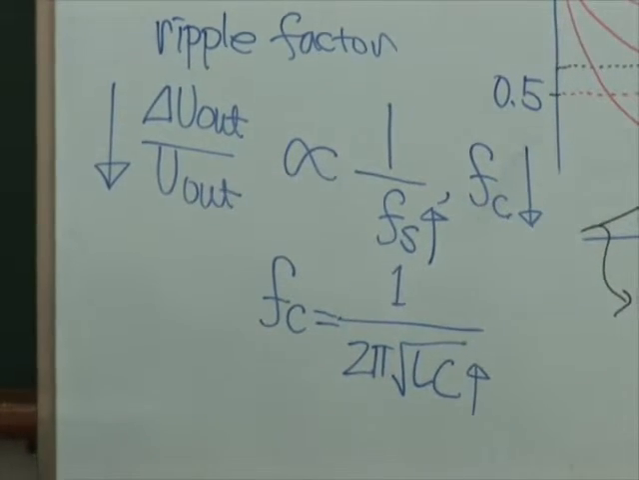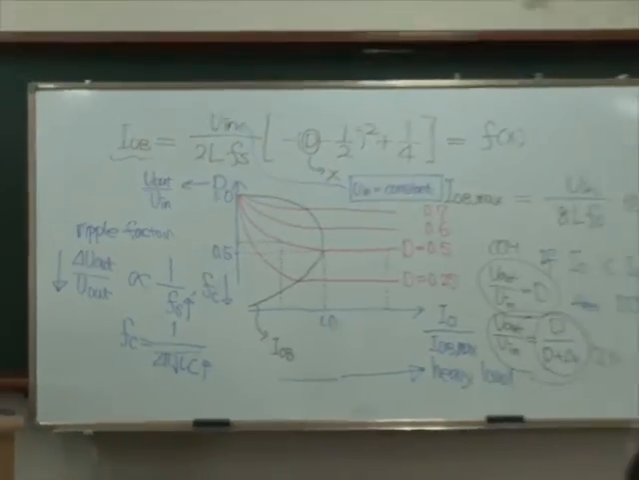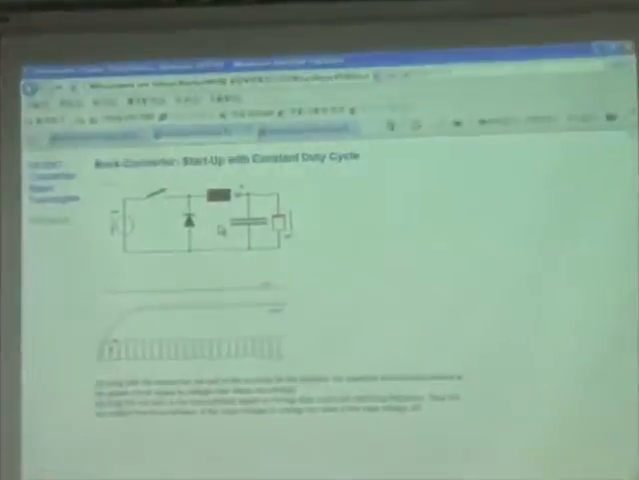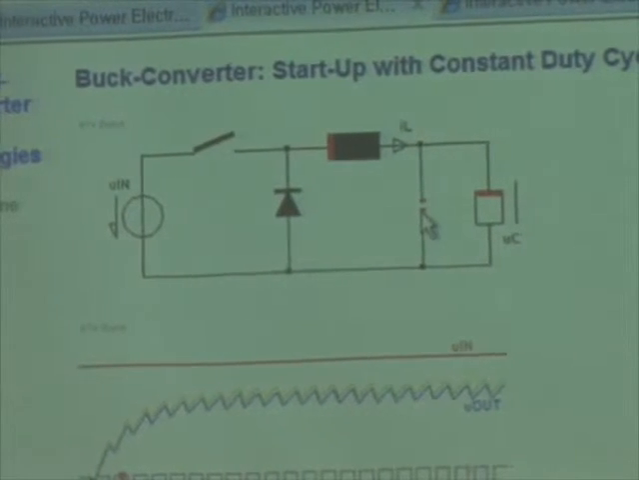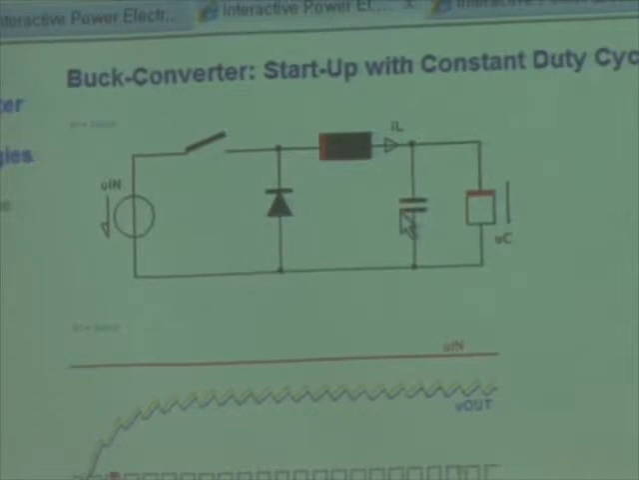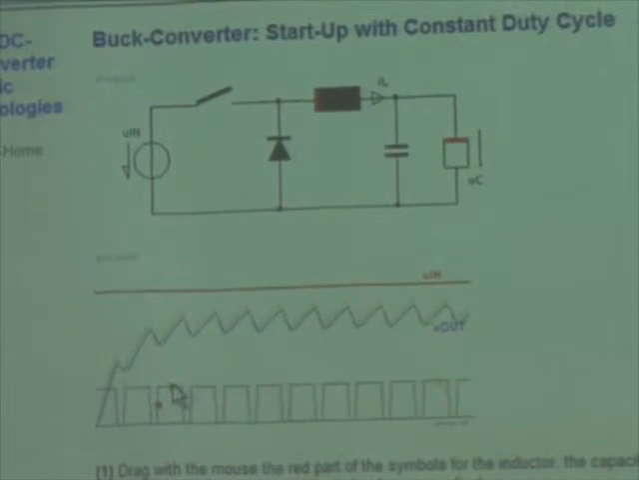This is shown here. If I increase the capacitance, then it becomes almost flat. And if I decrease the capacitance, then the ripple becomes large.